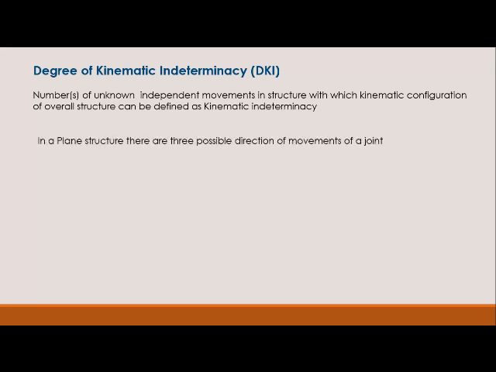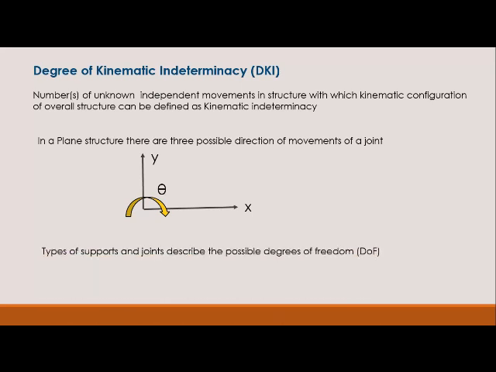In a plane structure, there are three possible directions of movement at a joint. In this lecture we are going to consider the plane structure itself. In the subsequent discussion, we will take care of the 3D or space structure. The possible displacements are in the x direction, which we may call horizontal or translational movement, the y direction or vertical direction, which may be called transverse movement, and a rotational movement is also possible in the plane structure. The types of support and joint determine the possible degrees of freedom, because there may be restraint along these three directions, and accordingly the degrees of freedom will decrease.